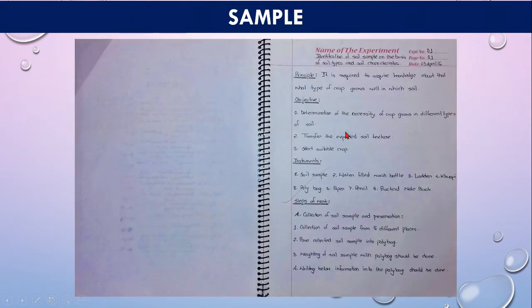Here is a picture of a page that is already filled up with writing. You have to follow this writing when you do the practical copy. Here you write down in the practical notebook the name of the experiment. Here are the experiment name, number, page number, and the date, and you start writing here. I'm telling you again, do not write anything on the left hand side.